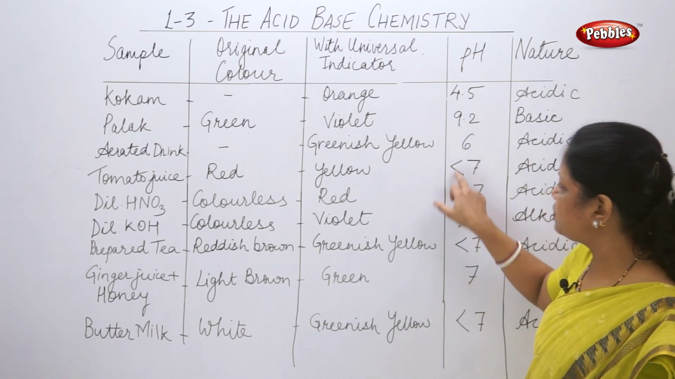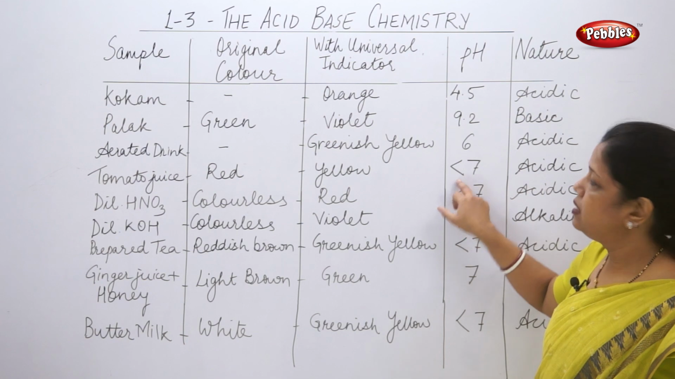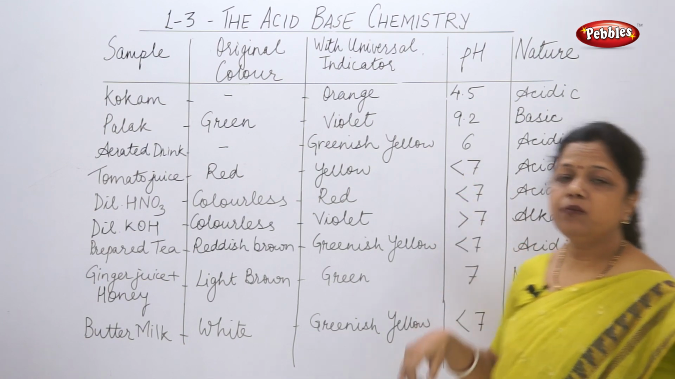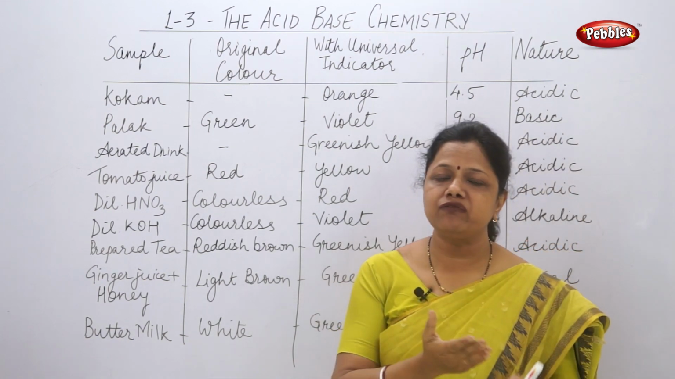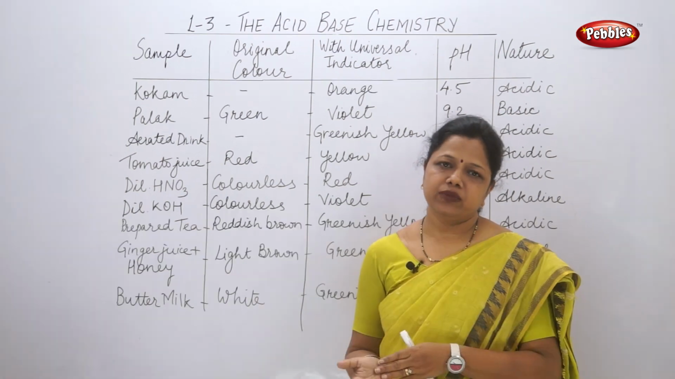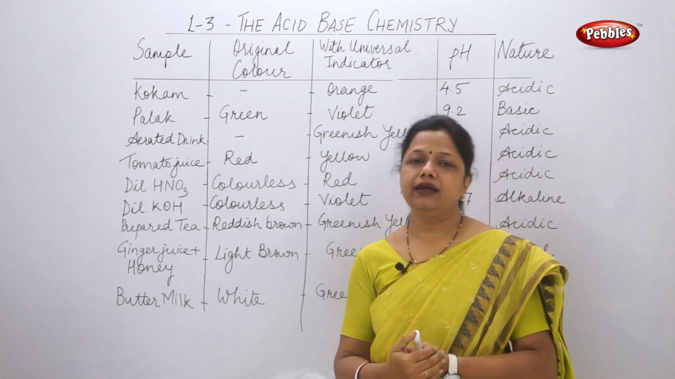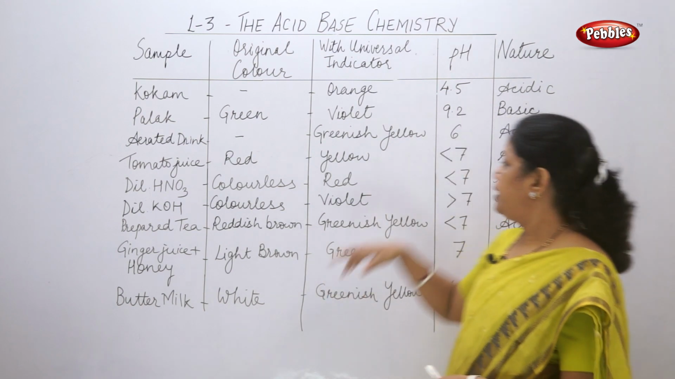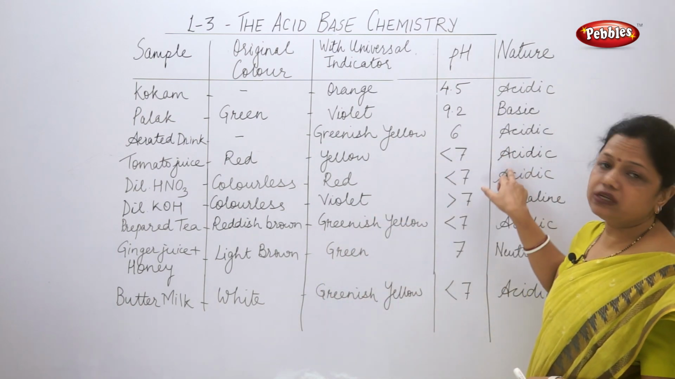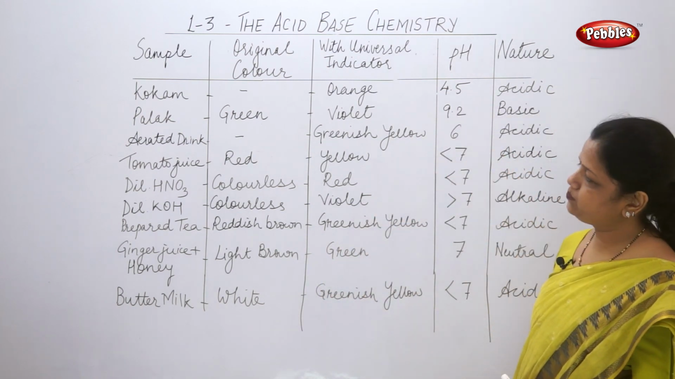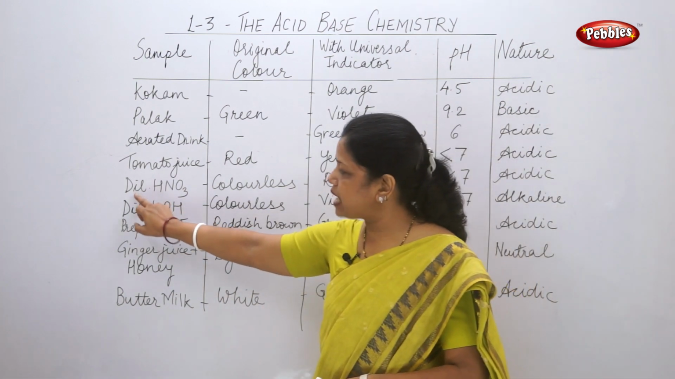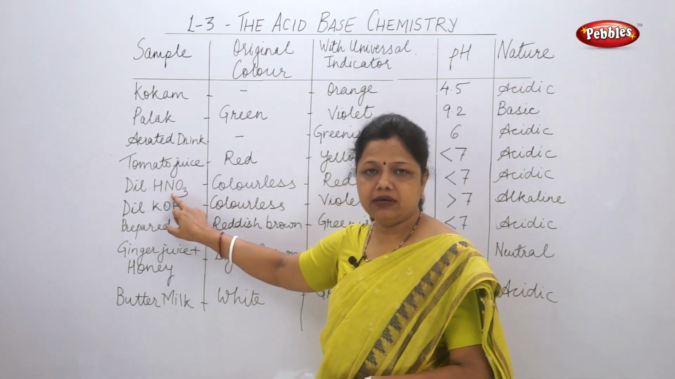Now this less than 7, this mark is a less than mark. It is written less than 7 because we couldn't say whether it is between 5 to 6 or 6 to 7. So approximately we can say it is less than 7. If it is less than 7, the nature is acidic in nature. Next sample is dilute nitric acid.